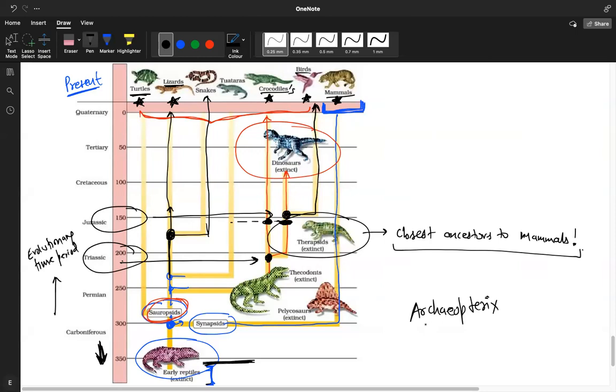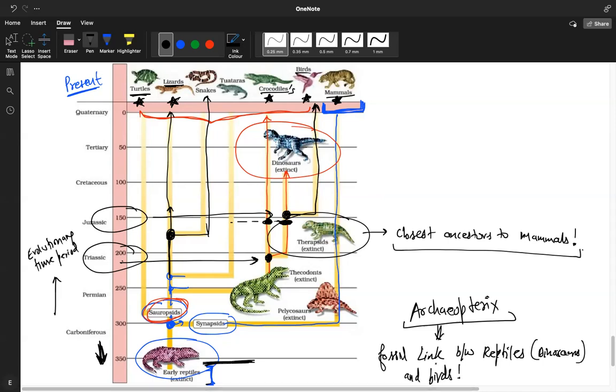Archaeopteryx. This is a fossil link. Okay, this is not living. We found the fossil link between reptiles, land reptiles, or I should say dinosaurs, and birds, because it has combining features.